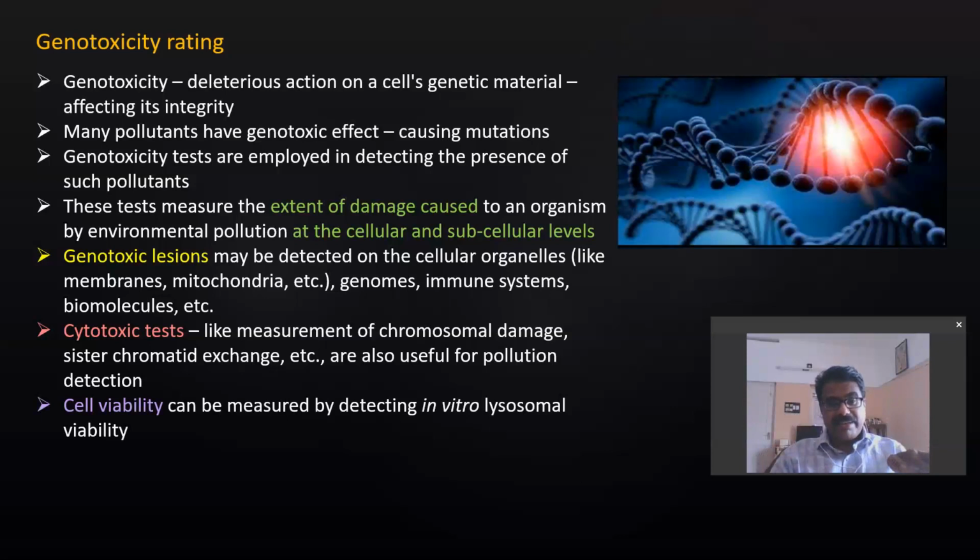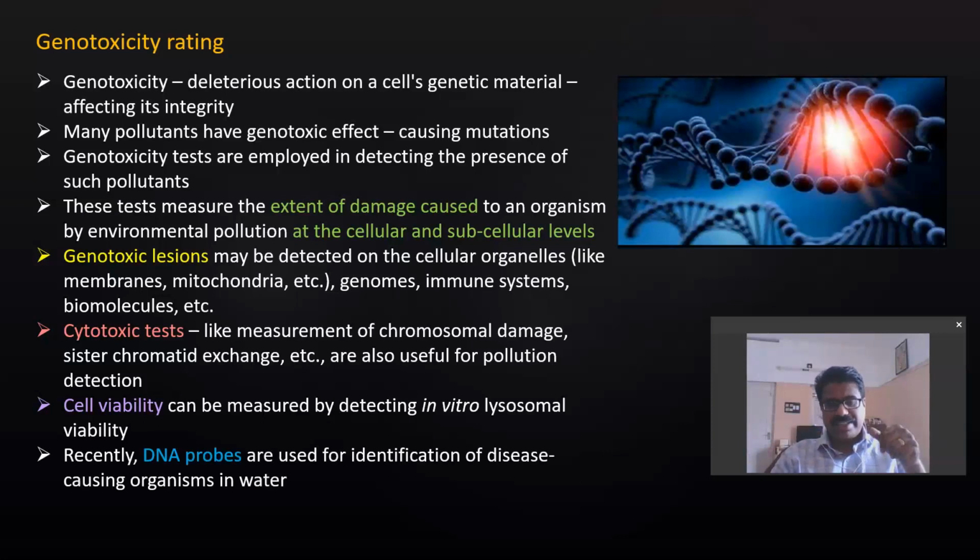And another one is cell viability. How viable the cell is can be detected using in vitro lysosomal viability. You know that lysosomes are cell bodies which contain enzymes. These are the bodies which can collect and kill the toxic substances that are produced in our body. So cell viability can be measured by how effective the lysosomes are, using in vitro studies. Okay, DNA probes are also recently used for detecting pollution in water. So that is visual rating and genotoxicity.